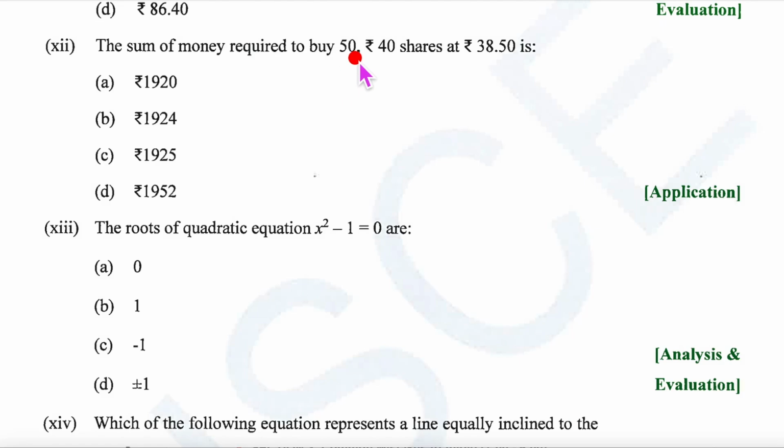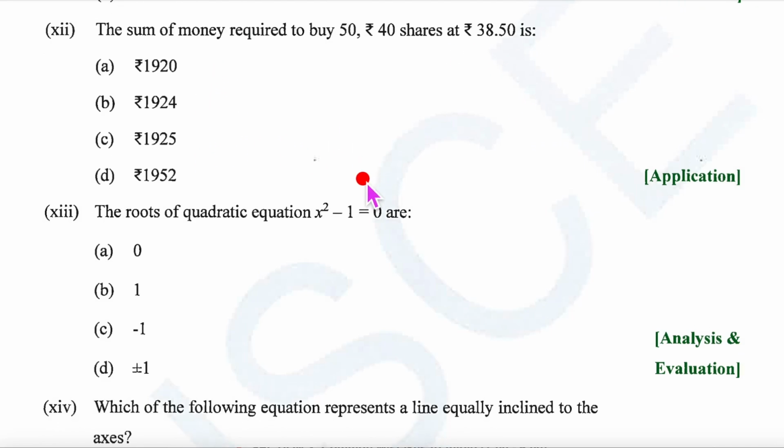Sum of money required to buy 50 shares of 40 rupees at 38.50. So the total money I'll require is 50 multiplied by the price of each, that is 38.5, and I'll multiply and check which one of these options.